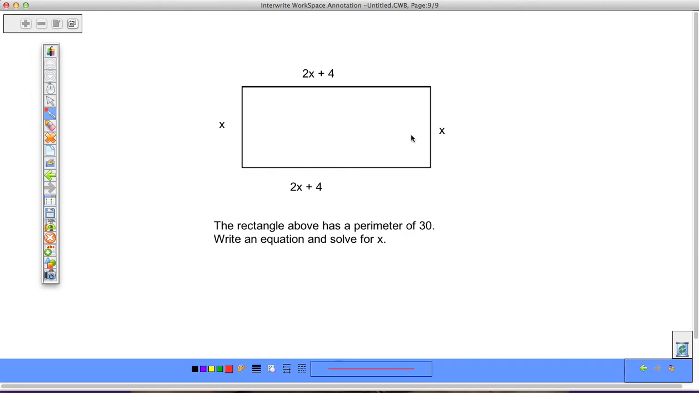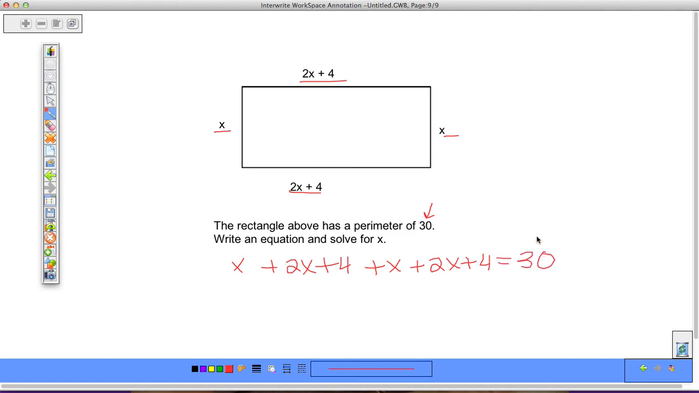The last problem that we're going to go over for your test is one like this. It says the rectangle above has a perimeter of 30. Write an equation and solve for x. Well, we know perimeter means all the sides added up. So to figure out what x would be, I'm going to add this side plus this side plus this side plus this side, and it should equal 30. So we have x plus 2x plus 4 plus x plus 2x plus 4. Those are my four sides, and I know it's going to equal 30.